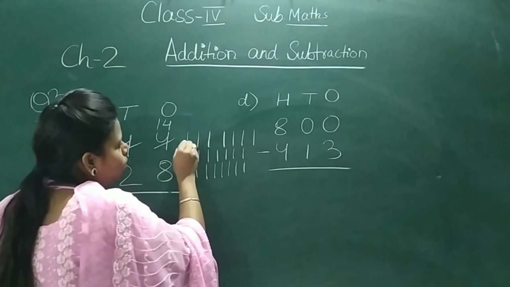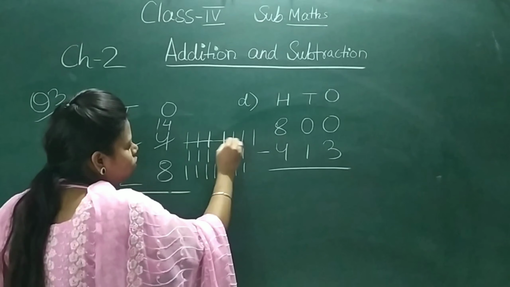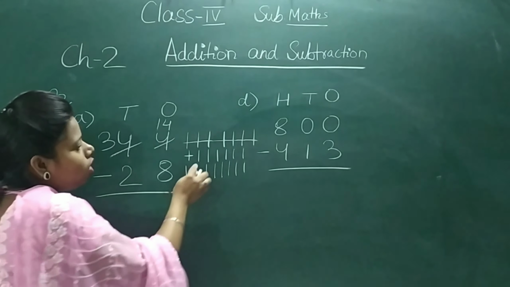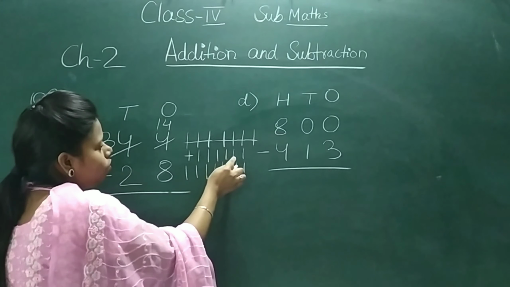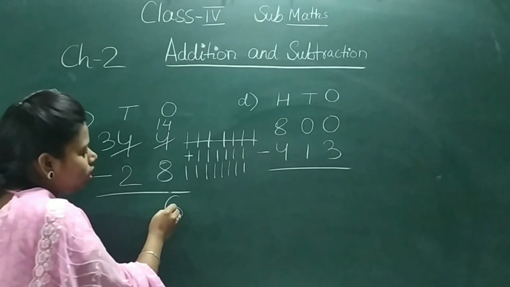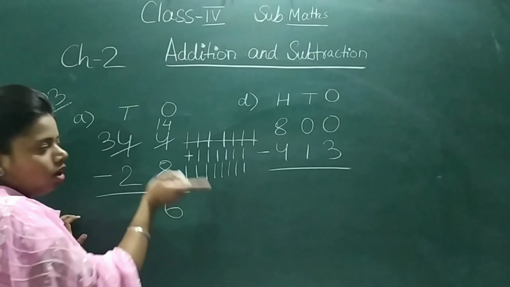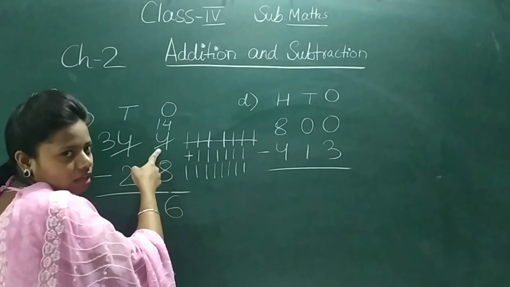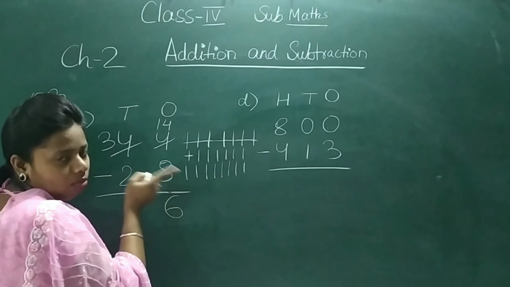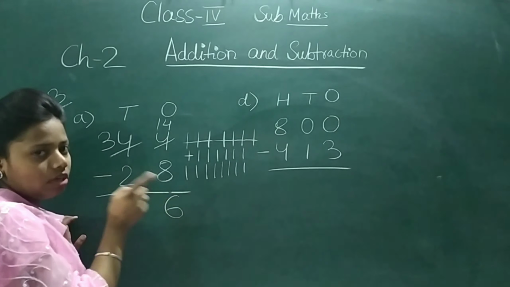Now see here. 1, 2, 3, 4, 5, 6, 7, 8. Now how much is left? 1, 2, 3, 4, 5, 6. How much is left? 6 is left. So the answer will be 6. So whenever the upper number is small and the bigger number is down, at that time you will take carry.